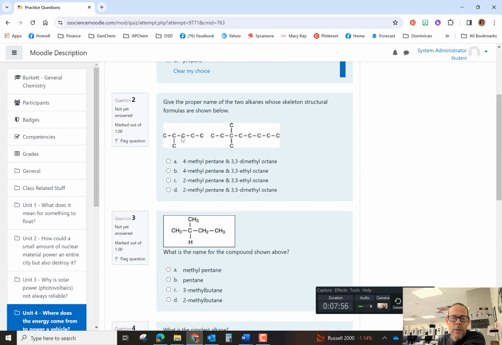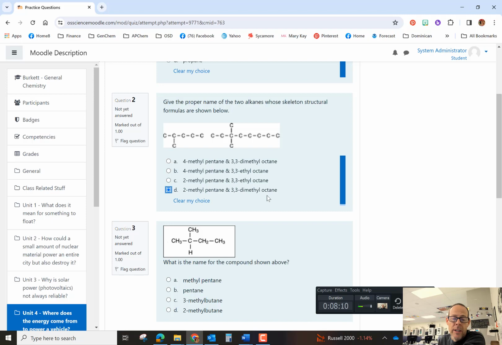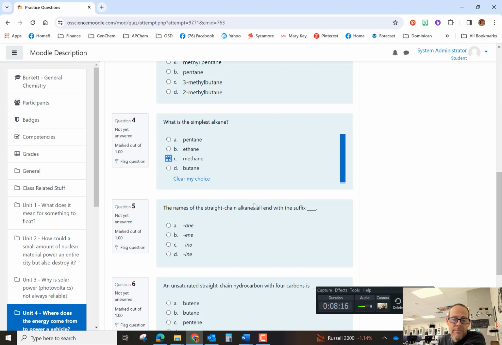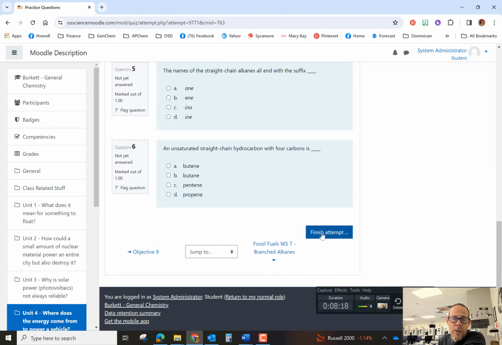So I've got 1, 2, 3, 4, 5. So I've got a pentane with a methyl. It's on the second carbon, so 2-methylpentane. So I know it's either C or D. And this one's got 1, 2, 3, 4, 5, 6, 7, 8. So I've got an octane, and I've got 2 methyls on it. So this dimethyl, that looks like a pretty good option. All right. So again, go through here. What's the simplest alkane? That'll just be 1 carbon, so methane, and so on, so forth.